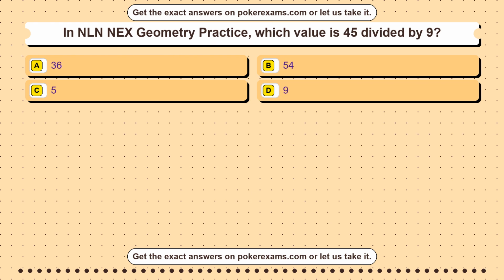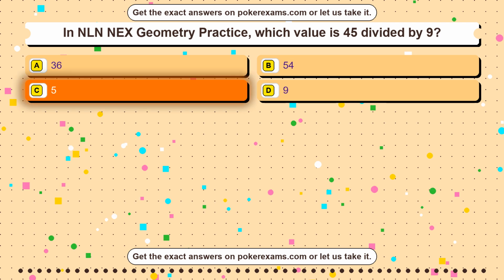Question 23. In get geography practice, which government system lets citizens vote for representatives? Option A, dictatorship. Option B, oligarchy. Option C, representative democracy. Option D, absolute monarchy. The correct answer is option C.